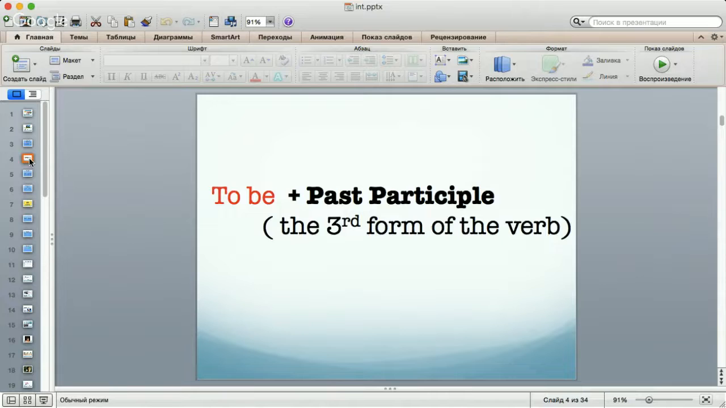So if it is a regular verb, then we just add the ending ed to the word. And if it is an irregular verb, then we just turn our attention to the table of irregular verbs, and the past participle can be found in the third column.